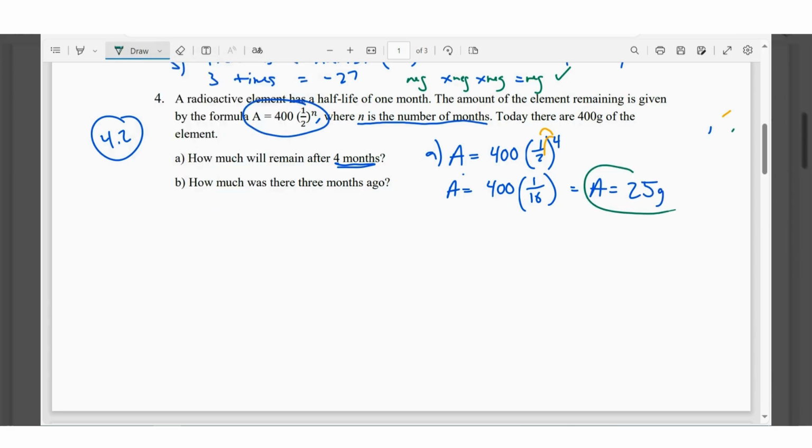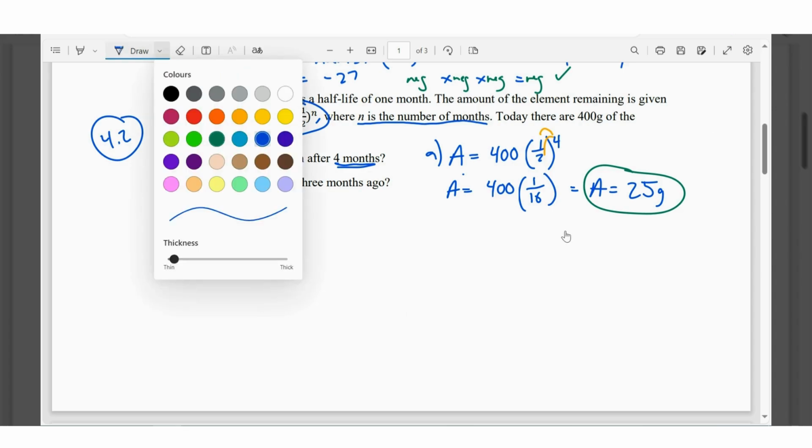You could ask yourself, does that make sense? The radioactive element has a half-life of 1 month, so it halves itself every month. So after 4 months, the first month it would go down to 200, then to 100, then to 50, and then to 25. So yes, that makes sense. It's going down, it's getting smaller.